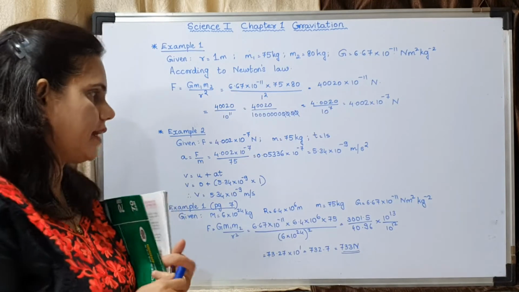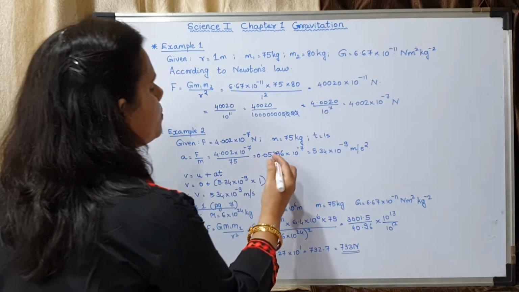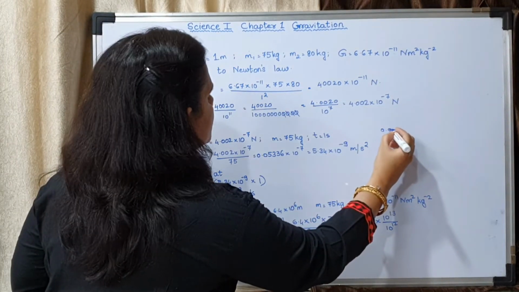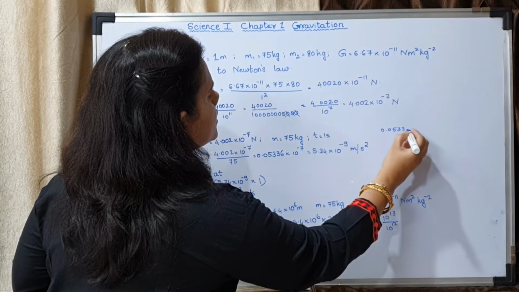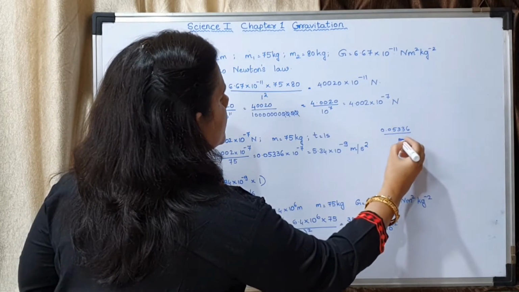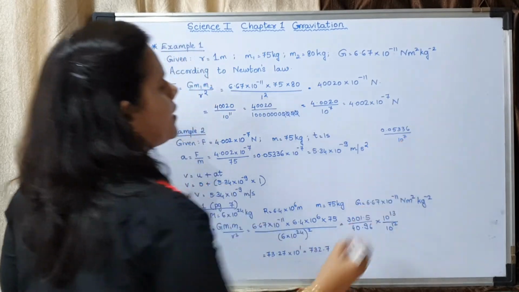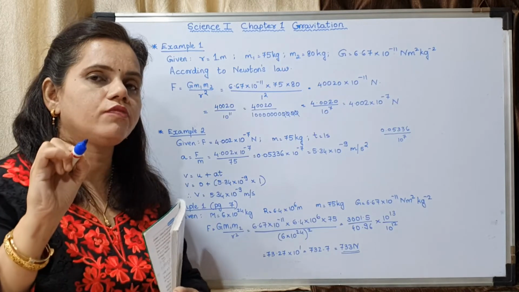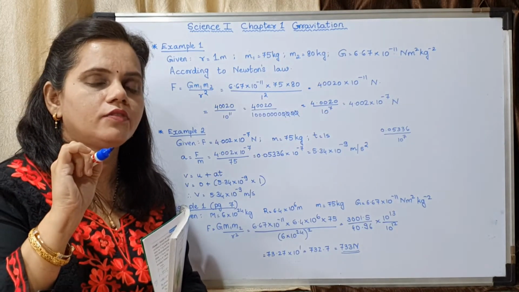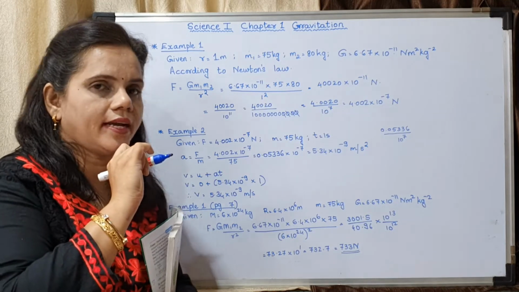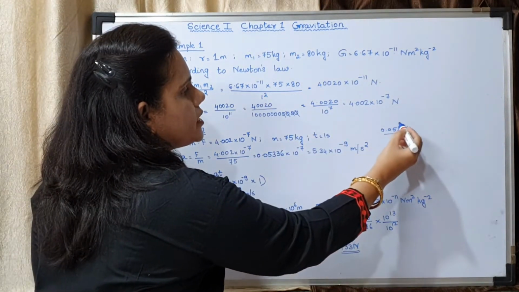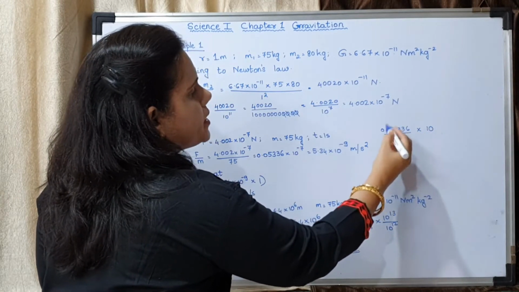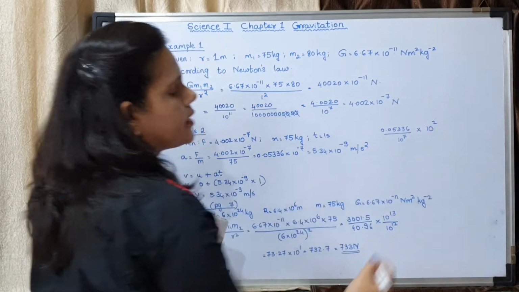Now how did we get that? When you have to put, this is the same as 0.05336 upon 10 raised to 7. Understood? Now you have to move the decimal forward. When you move the decimal forward, you have to multiply, and when you move the decimal backward, you have to divide. Here I have to move the decimal forward, so I will multiply it with 10 raised to, how many decimals? 2 decimals. So this will become 10 raised to 2.